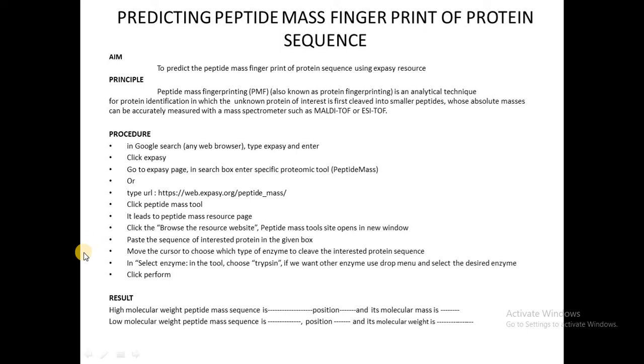Next we see about PeptideCutter. It is also similar to the peptide mass fingerprinting. So it's the same one. We have to choose the protein enzymes.